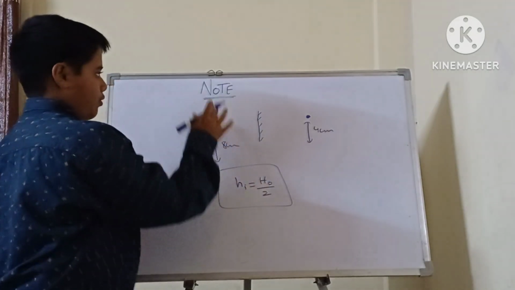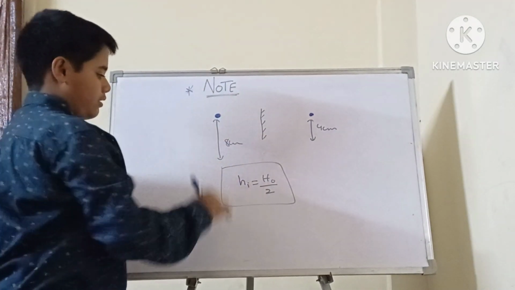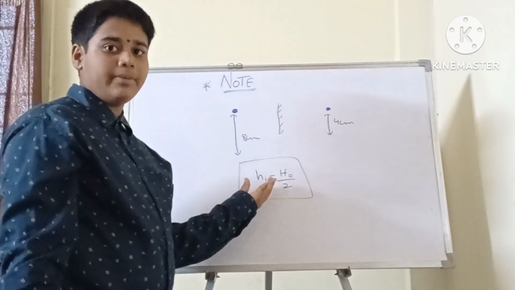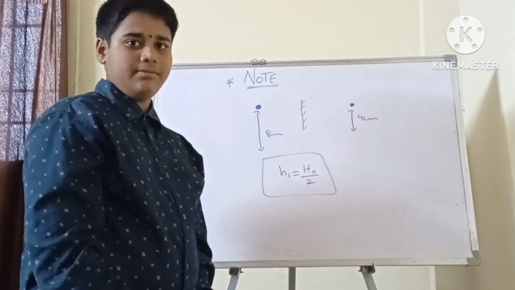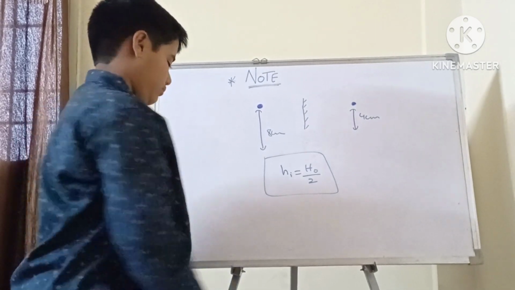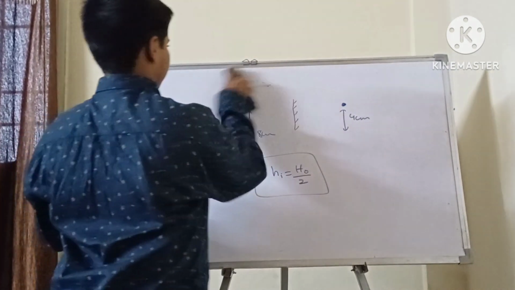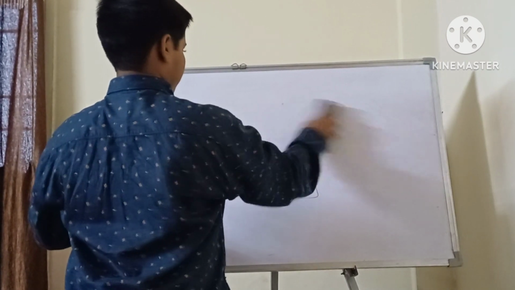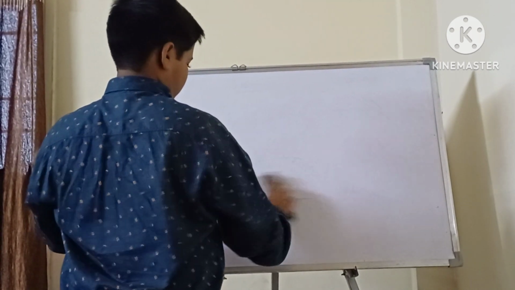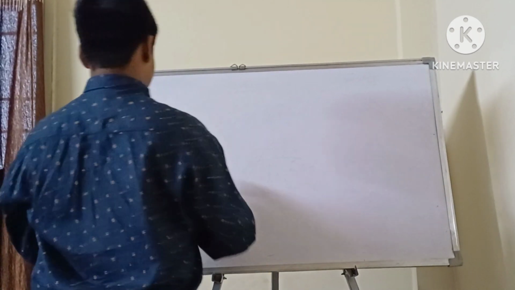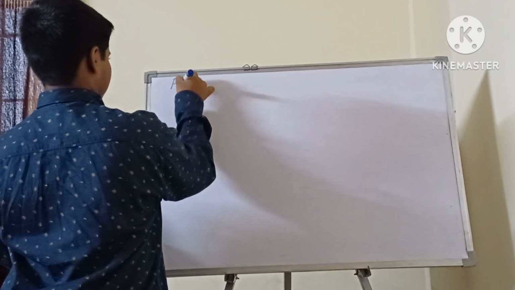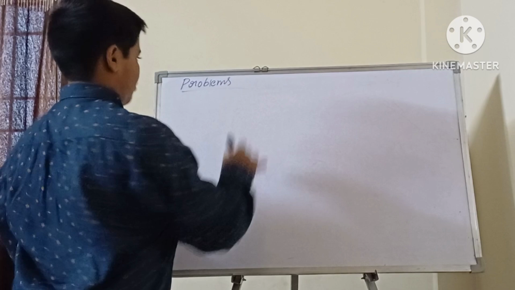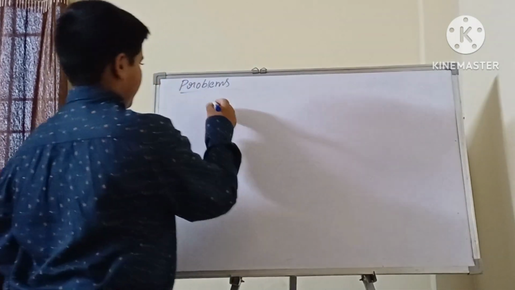This is a very important point to note: image height is equal to object height by 2 when the mirror is cut. So now the problems. First problem.